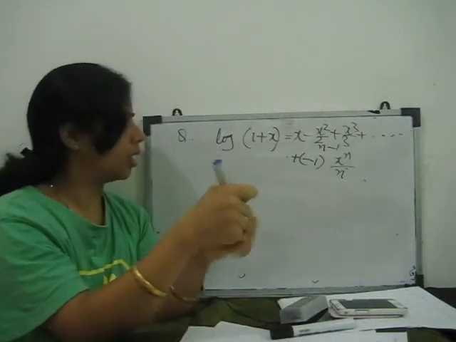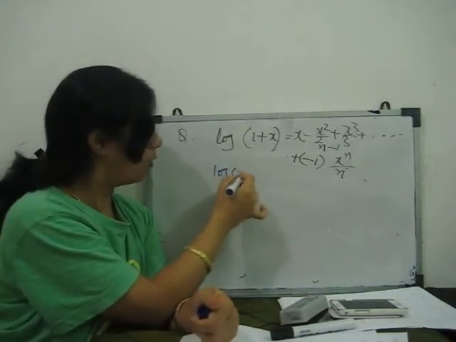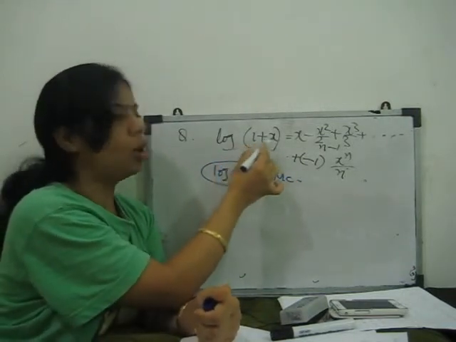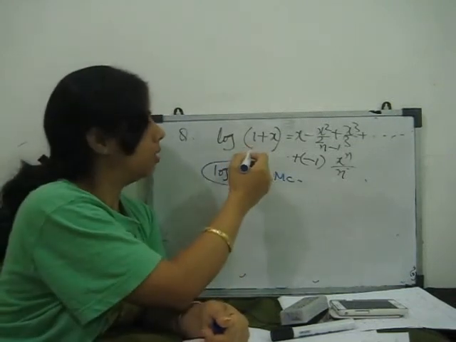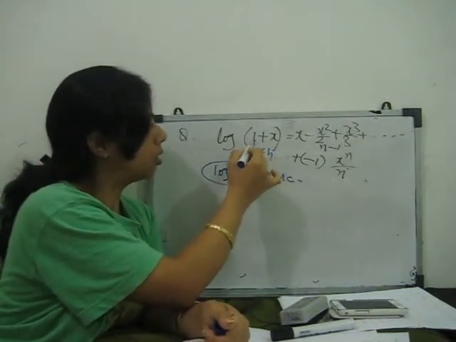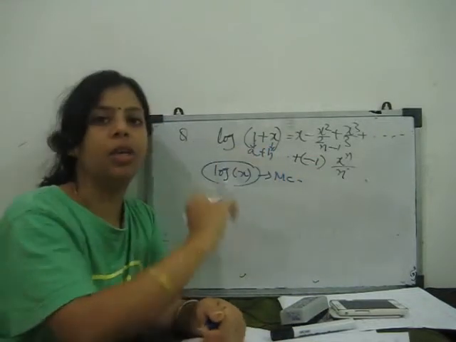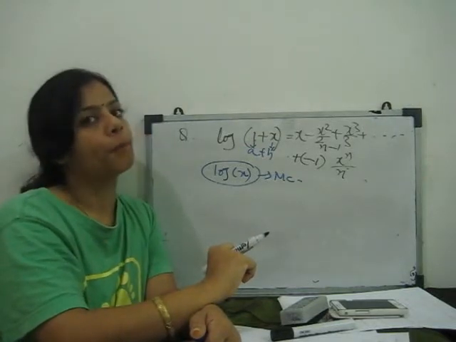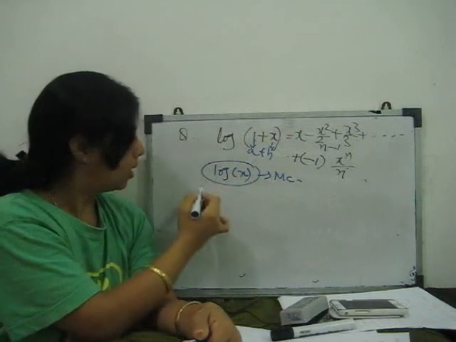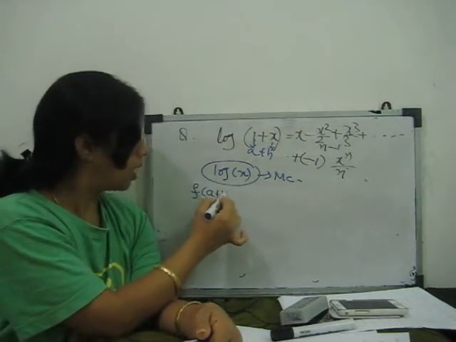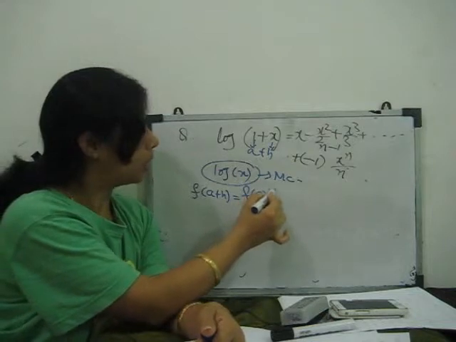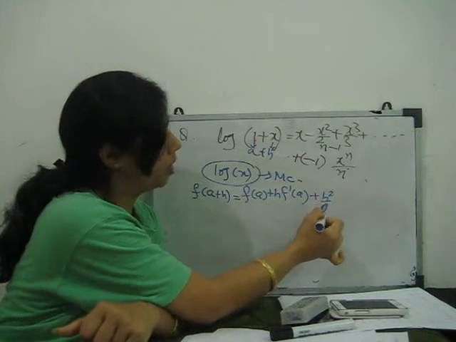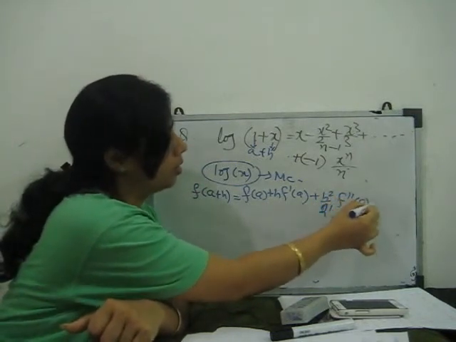Here, if we have to expand only log of x, then we use Maclaurin's. Now we find log of 1 plus x, which means a plus h, so in this case we definitely use the Taylor series. For the Taylor series, first you have to write it: f of a plus h is equal to f of a plus h f dash of a plus h square by factorial 2 f double dash of a and so on.